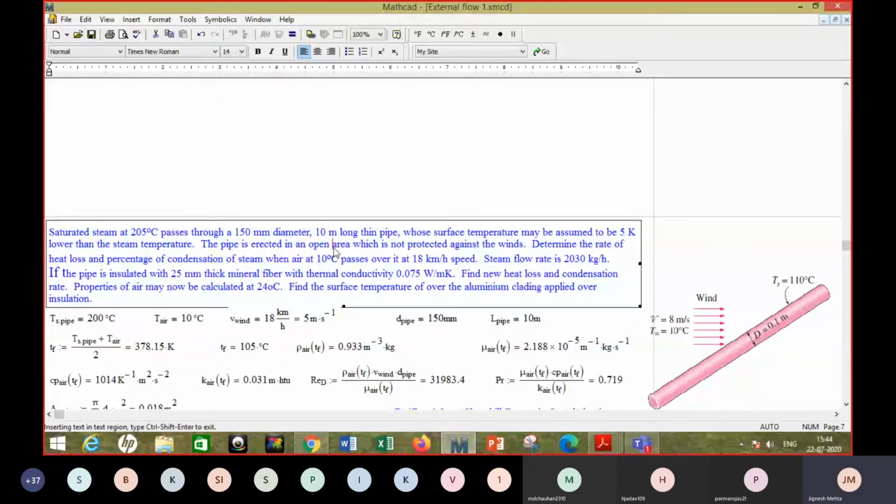Now let's say this pipe is not insulated, so it is completely exposed to the winds. So what you have to determine is the rate at which the heat loss will occur from the surface of the pipe. Whether the heat loss that you calculate is high or low, these are all relative terms. What is high and what is low, you will be able to tell only if you compare it with something, right? So you should compare it with the right reference.